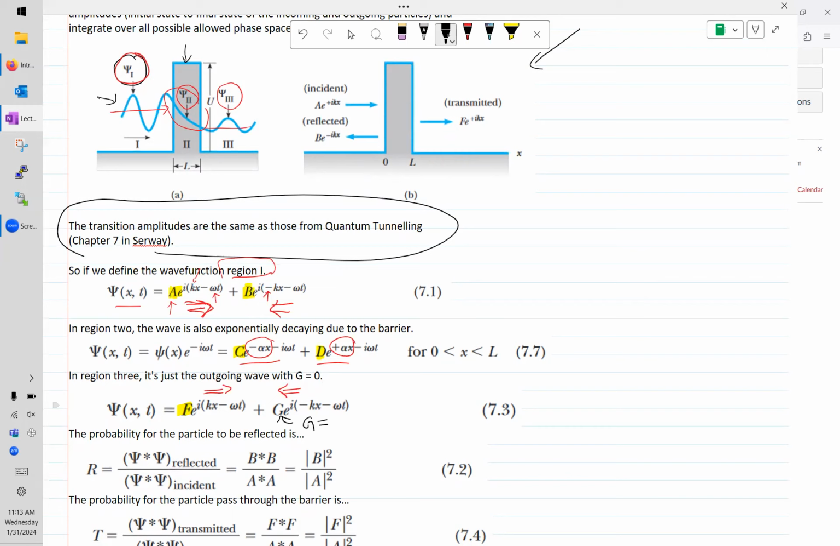So this amplitude G. Anyone on Zoom? Maybe? Is it possible for the wave to come back from right to left here? Right? When there's a wave passing through it.